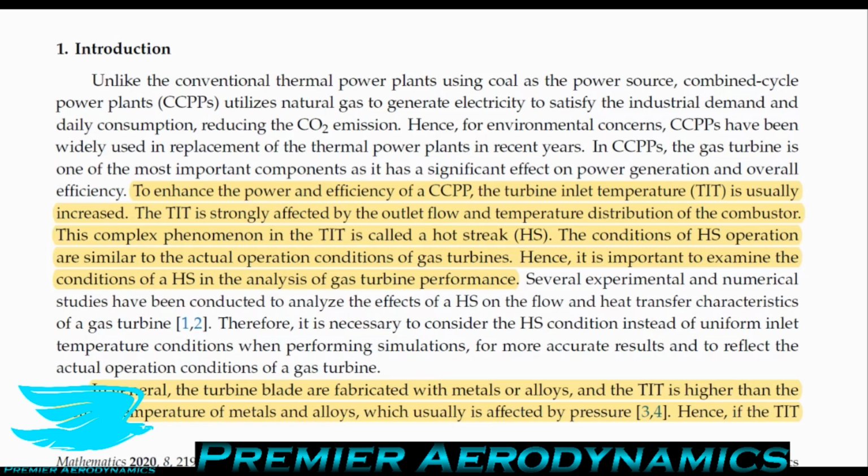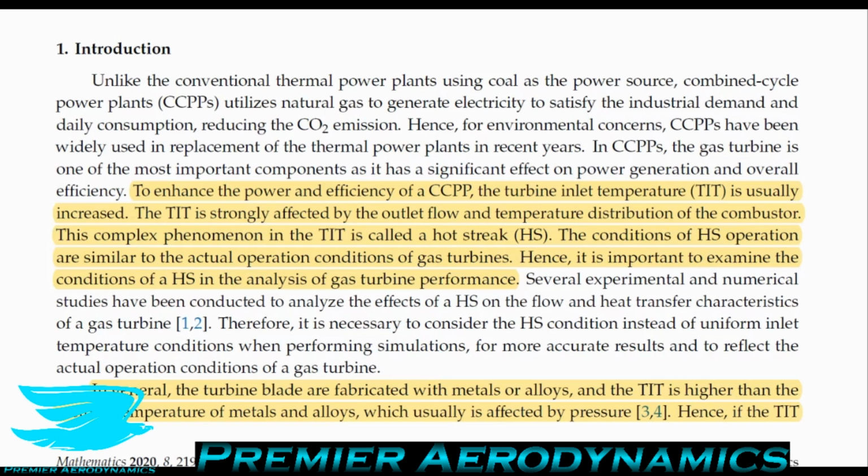So the turbine inlet temperature is strongly affected by the outflow and the temperature distribution of the combustor. And what these two things do, they can create things called hot streaks. Hot streaks are non-uniformities in the temperature distribution inside the turbine. So what that means is you can get certain regions which are much hotter than other regions, which then reduces the lifespan of the turbine, because heat concentration is kind of like stress concentration, where you just keep pummeling this area with greater heat, and that wears it out quicker. So that can lead to failure much more quickly.